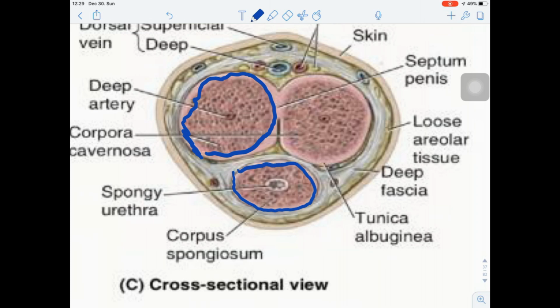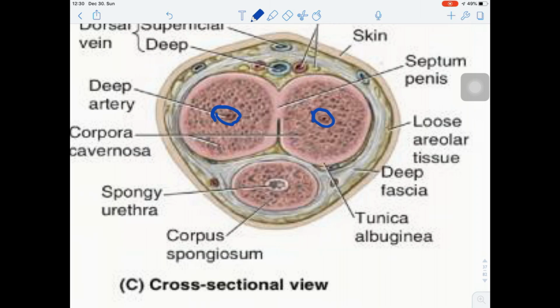All three have it. The two corpora cavernosa are incompletely separated from each other by the septum of the penis in the midline. Then, within the corpora cavernosa, there is a deep artery of the penis, which I just told you about. The deep artery of the penis is the major vessel responsible for erection.